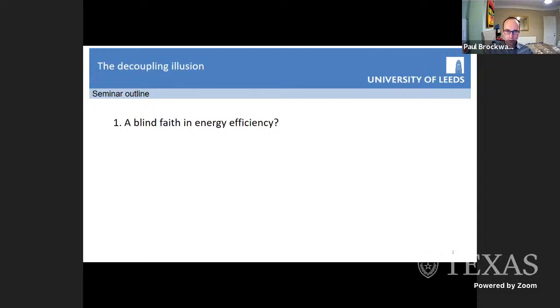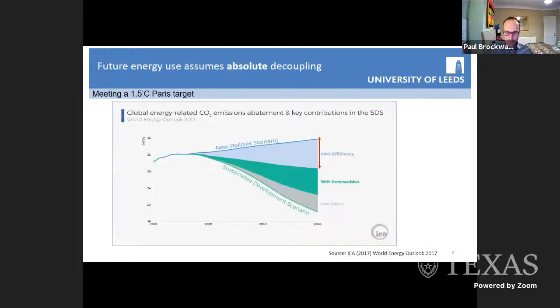What is it based on? The fact that everybody believes energy efficiency is kind of a solution to so many things and can reduce our energy use.